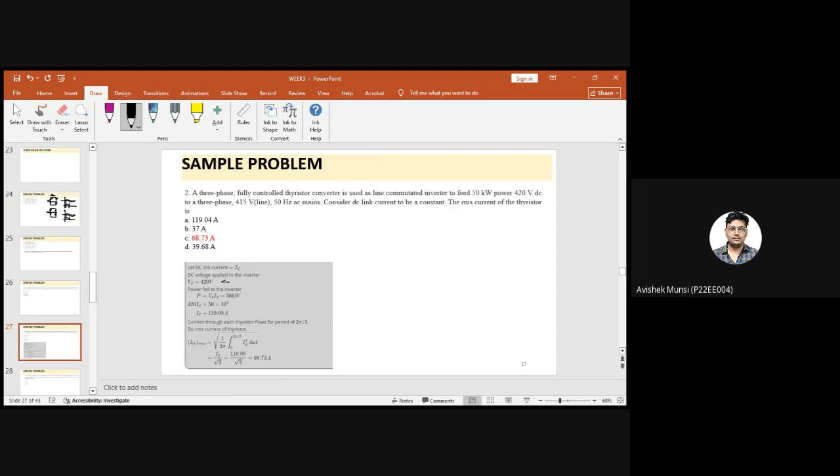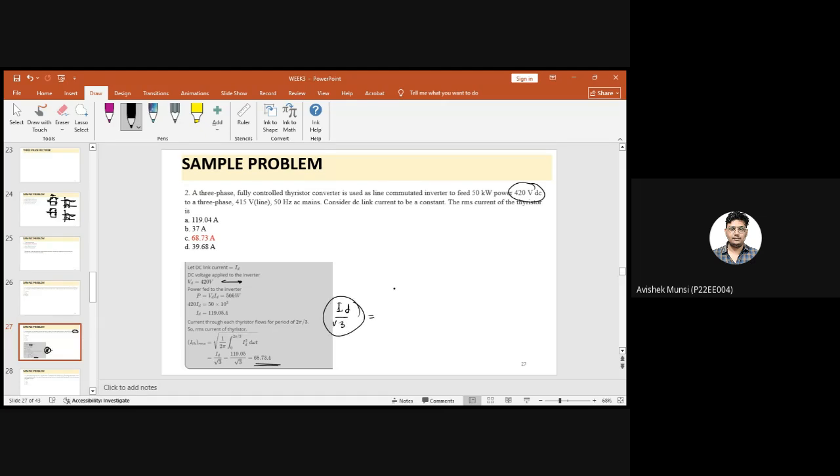So this is my DC link voltage. This 420 volt is given here. So the formula will be 1 by 2 pi, integral from 0 to 2 pi, of id square d omega t. If you integrate it, you will get ultimately this formula. You can remember this formula. This is ID by root 3.